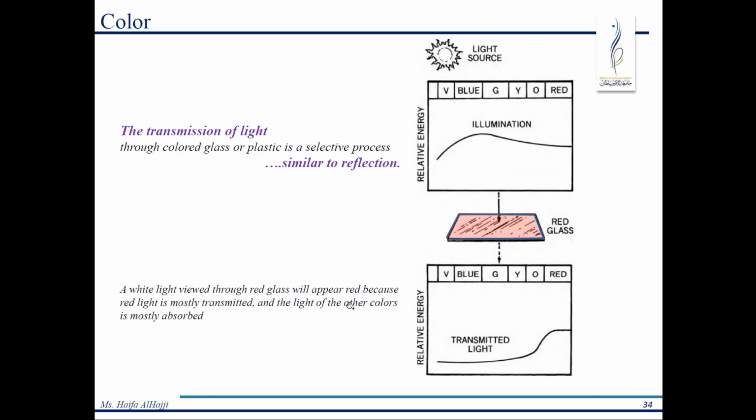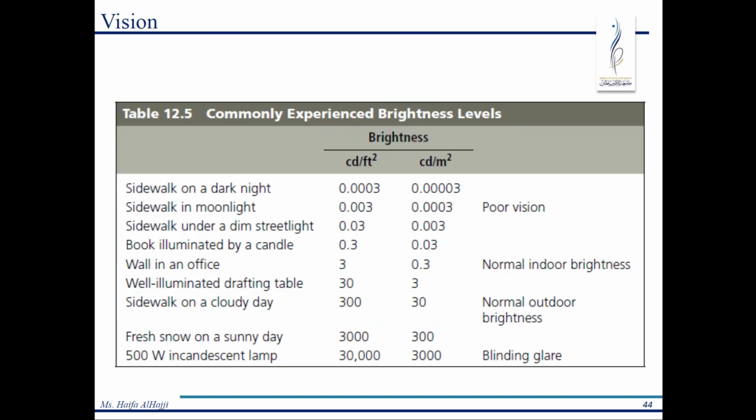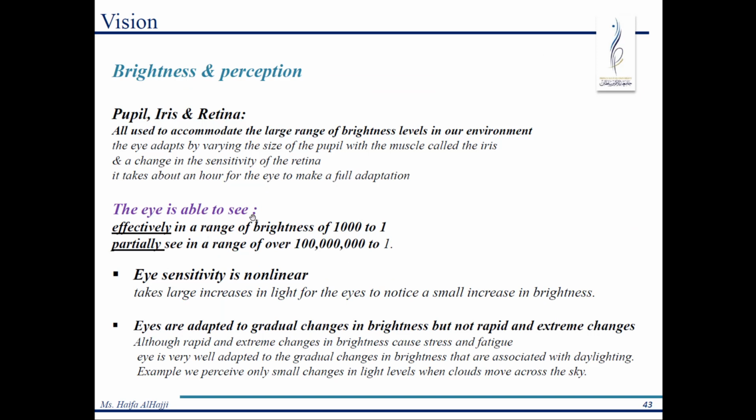For example, as we can see here, the eye is only able to see effectively in a limited range of brightness. If the brightness ratio in your field of vision ranges from 1 to 1000, that is fine. But if the field ranges from 1 to 1 million, the eye is not going to see all parts of that image. It's going to see only a partial range, maybe 10% of it, as visible to the eye.